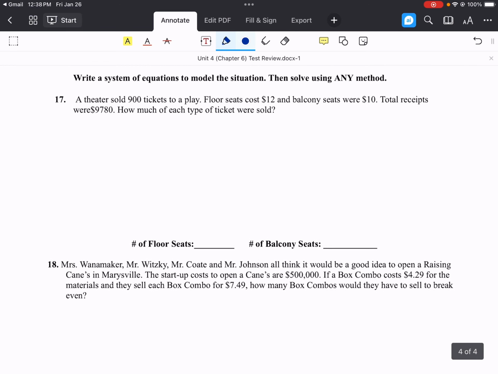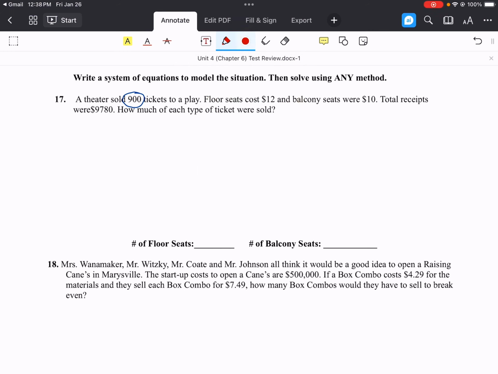All right, here we have the word problems. For the word problems, we're just going to set up the equations, and then I'm going to leave it up to you to solve using whatever method you choose. So in this problem, they tell us that a theater sold 900 tickets to a play.